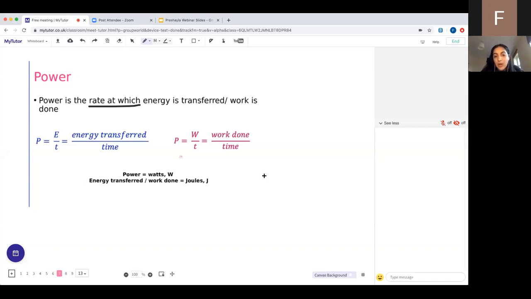So a power might be 4 watts. That would be an example of a power rating. So we could have power equals 4 watts, which is 16 joules divided by 4 seconds. So the appliance might transfer energy at a rate of 16 joules every 4 seconds, which would give a power of 4 watts.